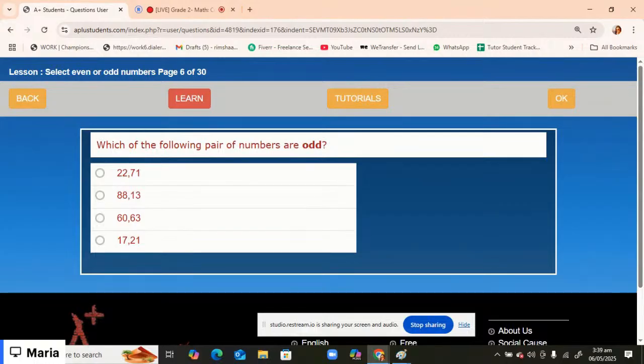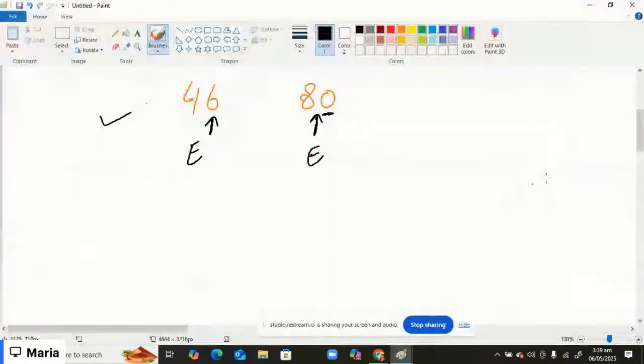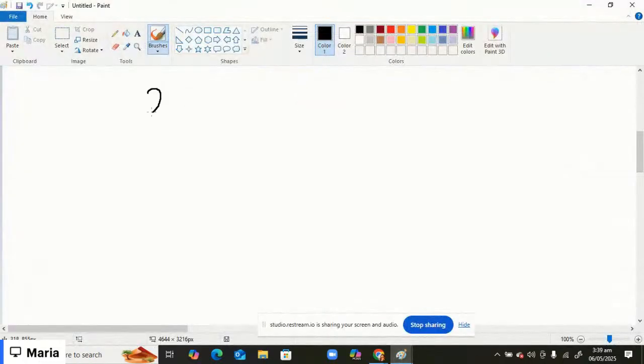Which of the following pairs of numbers are odd? First option, 22 and 71. Now check. There is 2 in the end, so this is even. There is 1 in the end, so that is odd. So 1 is even, 1 is odd. This is not the option.